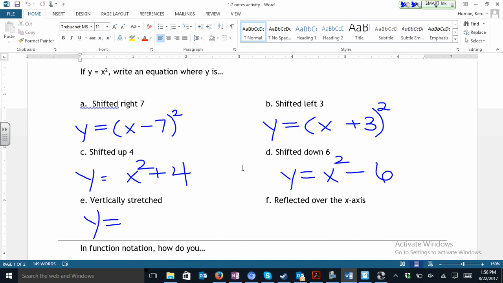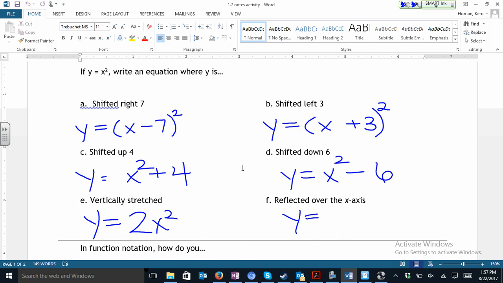I'll take a volunteer. Is it 2x squared? 2x squared would be a vertical stretch. Did anybody have something different? Parentheses x squared, okay. Yeah, that would be fine. That basically reiterates that 2 is on the outside of the function. Okay? It could be 2. It could be a different number. And we'll talk about the specifications for that different number. Okay? But good. Reflection over the x-axis.